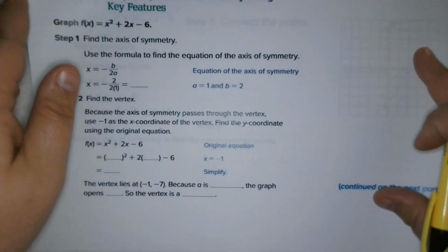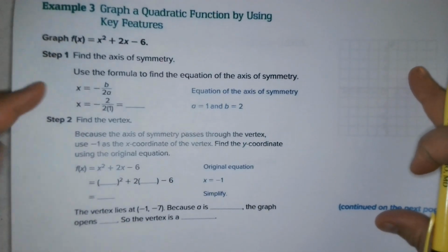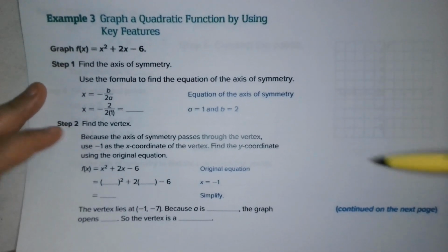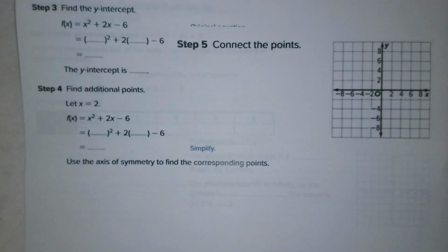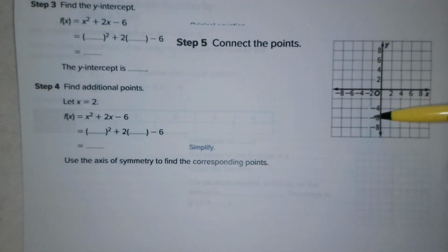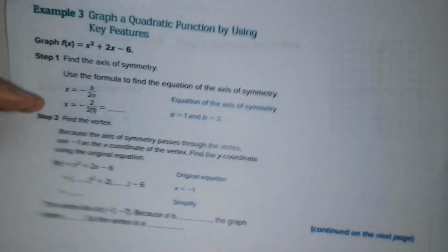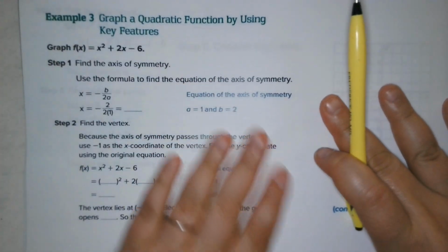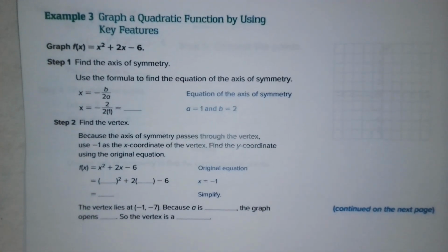So here we go, example 3. This is actually 2 pages in your book, and it's 2 pages on my sheet here. Here's step 1 and step 2, and then step 3 and 4 and the graph are on the next page. I'm going to start here, and when we get to the next page, we might flip back and forth a little bit.